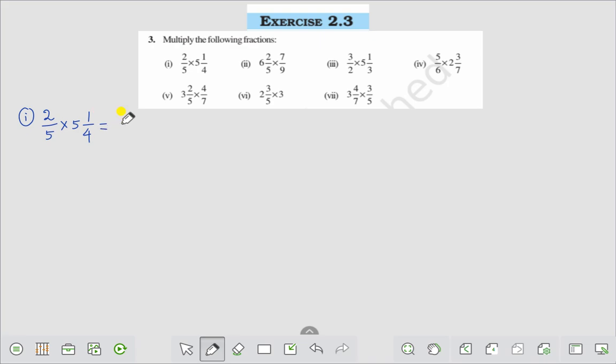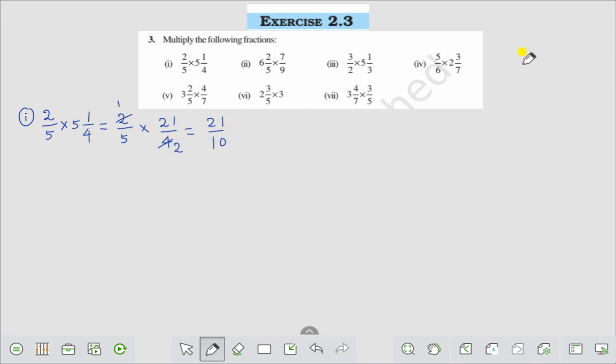That is equal to 2 by 5 into, this is a mixed fraction. Multiply the whole number with the denominator. 5 4s are 20 and add the numerator, 20 plus 1, 21 by 4. Now convert it into lowest terms: 2 by 4, 2 1s are 2 and 2 2s are 4, so that comes to 21 by 5 2s are 10.